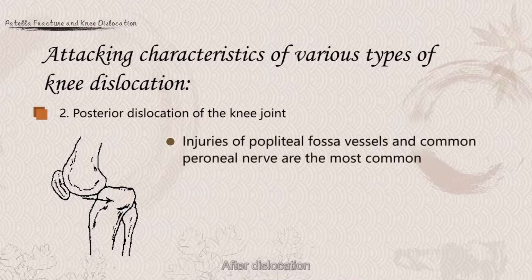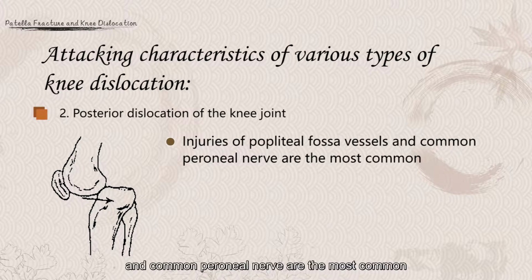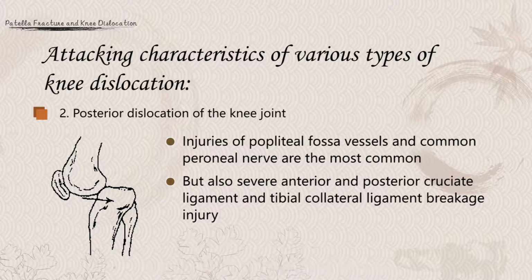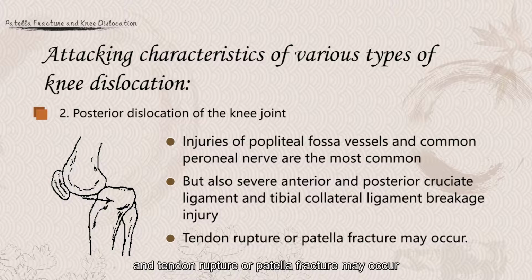After dislocation, injuries of popliteal fossa vessels and common peroneal nerves are the most common, but also several anterior and posterior cruciate ligament and tibial collateral ligament breakage injuries, and tendon rupture or avulsion fracture may occur.